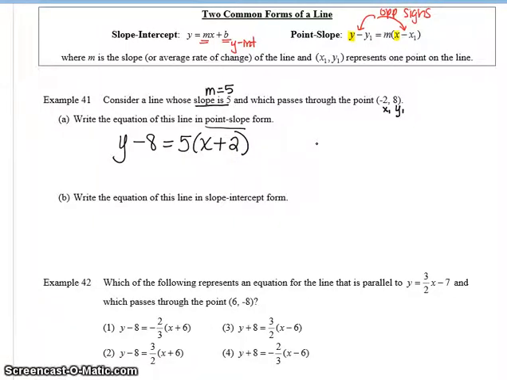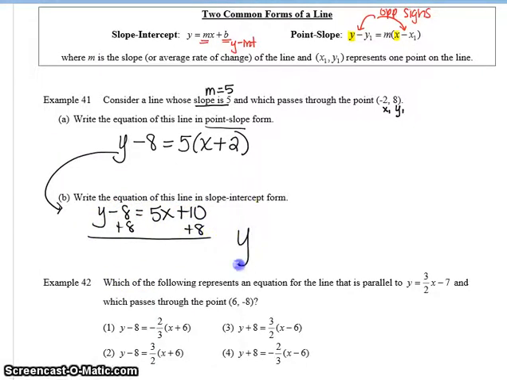Part B, write the equation of the line in slope-intercept form. Well, use what you just did in Part A, actually distribute and solve, and get it in y equals mx plus b form. So I'm going to get my y minus 8, and then distribute that to 5x plus 10. Now to get y by itself, you're technically just adding your 8 to both sides. And I get y equals 5x plus 18. So you use Part A, point slope form, to get slope-intercept form.